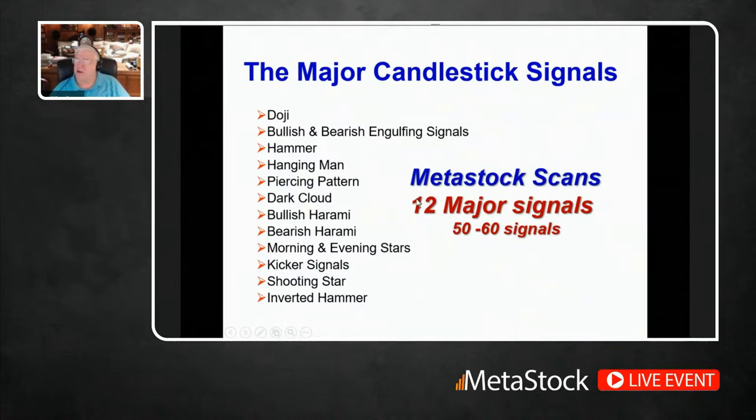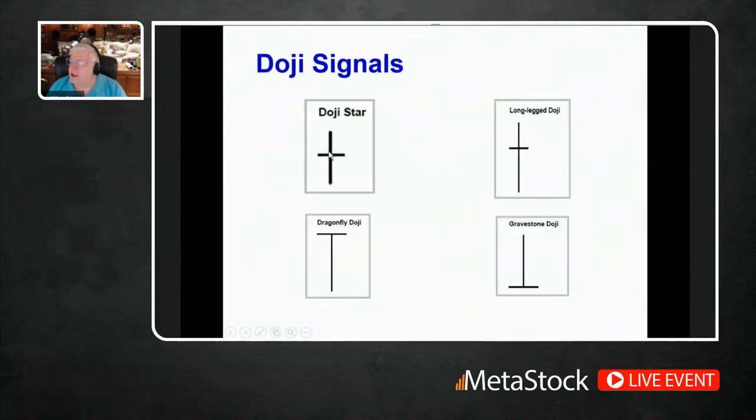The 12 major signals, which are these, basically six longs and six shorts, essentially produce 99.9% of the signals illustrating there's been a change of investor sentiment. So they all have specific characteristics, like the doji opens and closes at the same level. And the Japanese rice traders gave them different names.